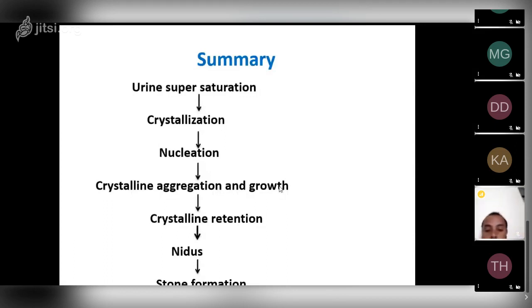So this is a summary of how the stone is formed. So urinary supersaturation, then crystallization formation, nucleation, crystal aggregation and growth, then crystal retention, and finally the stone is formed.